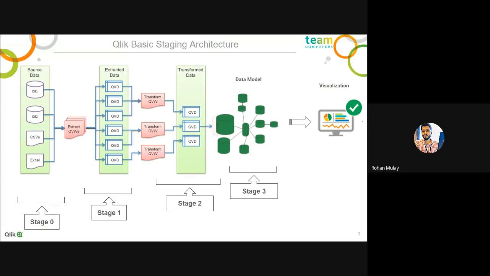Stage 0 is all the data sources that we have. Stage 1 is where we do all the extractions and incremental job. That is, we create QVW, extract the data from all the data sources, and store it into QVD. So this is basically stage 1.